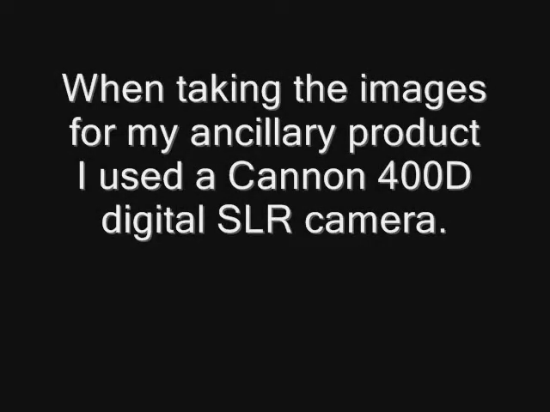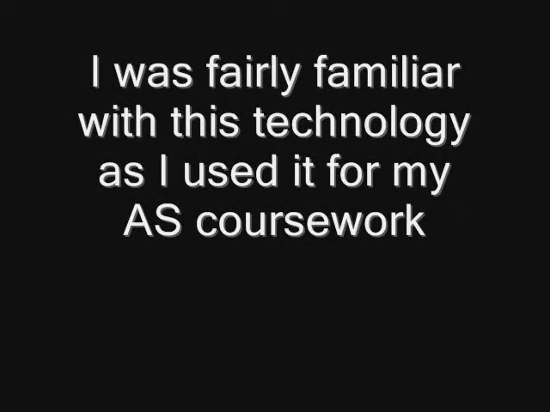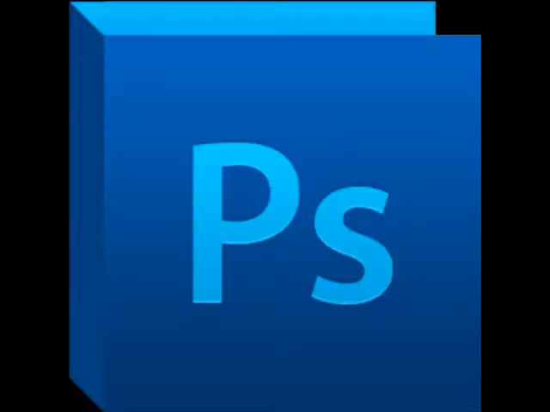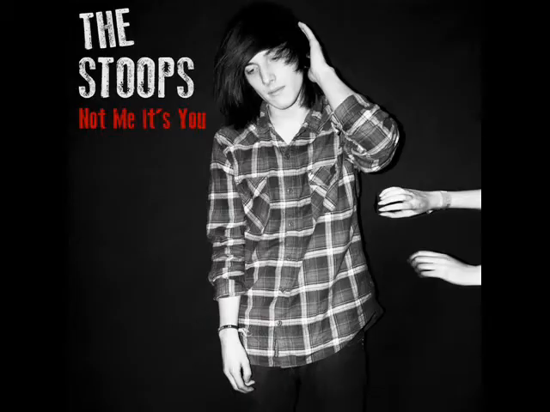When taking the images for my ancillary project, I used a Canon 400D digital SLR camera. I was fairly familiar with this technology as I had used it for my AS coursework, but I was still unsure on how to change the aperture on the camera. This was thankfully quickly resolved. I used Adobe Photoshop CS5 when editing the images. I have had a little experience with this software because of the use of it in my AS project, but I still wasn't 100% confident with it. But soon I managed to work Photoshop well and think the digipack turned out well.